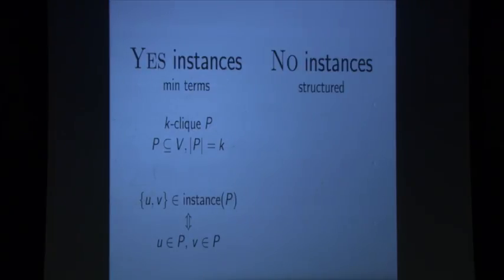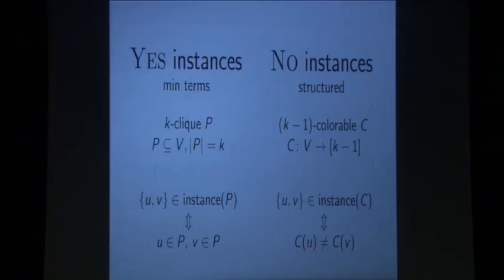And for the no instances, we will study a structured no instance that many people study, which is to consider k minus 1 colorable graphs. So it will be identified with a coloring. A coloring specifies for every node a color. Since the graph is k minus 1 colorable, it is a mapping from vertices to k minus 1 color classes. And the identification goes as follows: given any coloring, an edge is in the instance if and only if it doesn't violate the coloring. In other words, the two endpoints receive different colors.